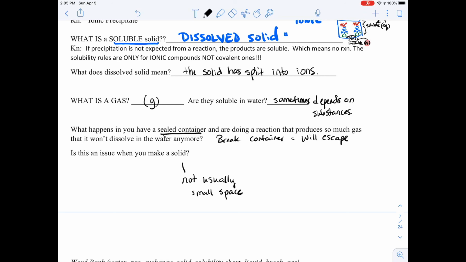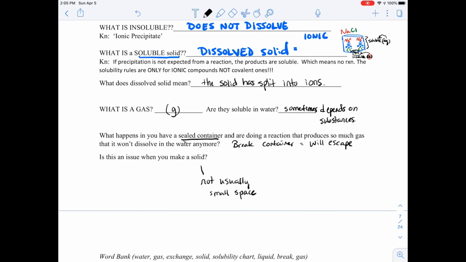You still need to always be aware that doing any reaction under a sealed container is not a good idea, because you can produce gas, you could produce heat. It's a really bad idea. So don't close up your containers when you're doing reactions.